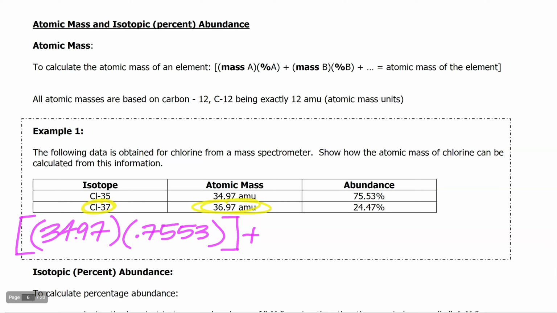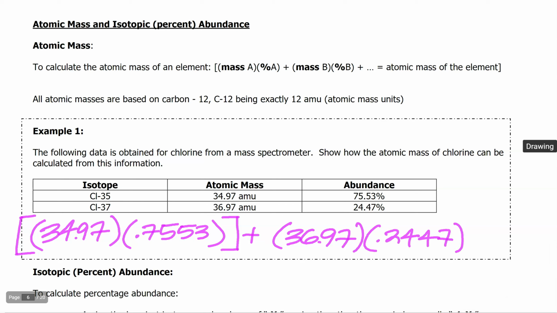Now the AMU is atomic mass unit, and that's the same as grams per mole, which is probably what we're a little bit more comfortable with. So then we'll plug this in, 36.97, and multiply that by the 24%. But we have to move the decimal, so let's fix that real quick. And there we go, 0.2447. Now, if you did what I almost did there, where I made a mistake, then you're going to get an odd value, and we should talk about that real quick.